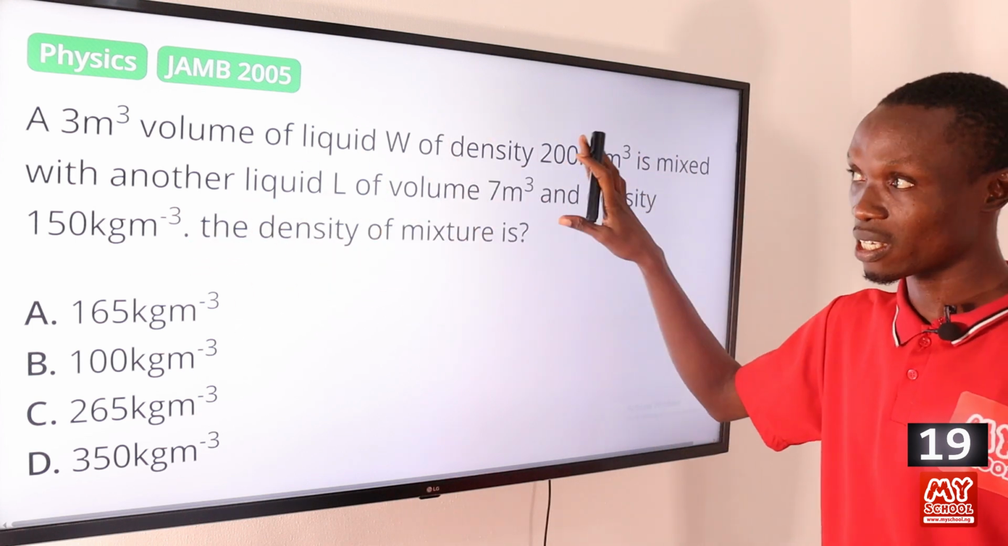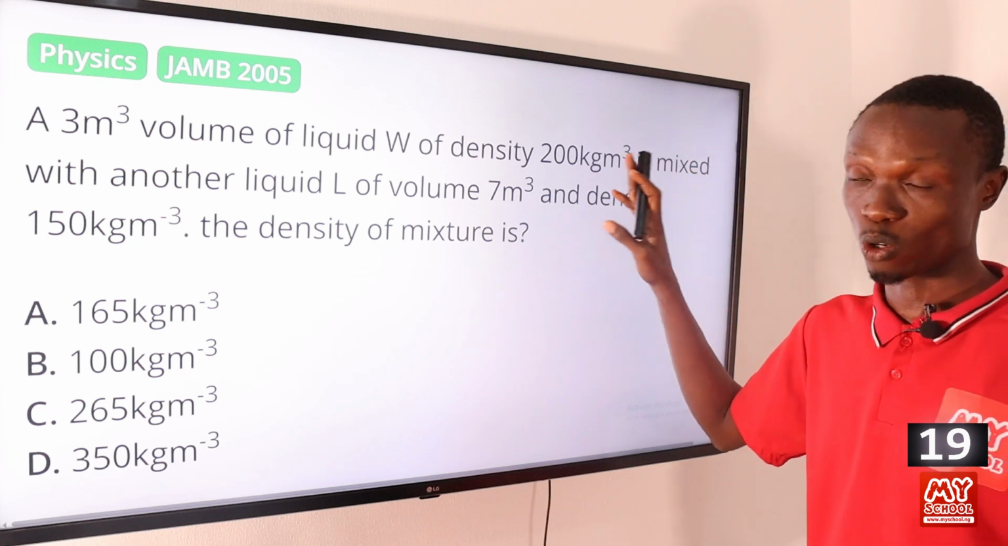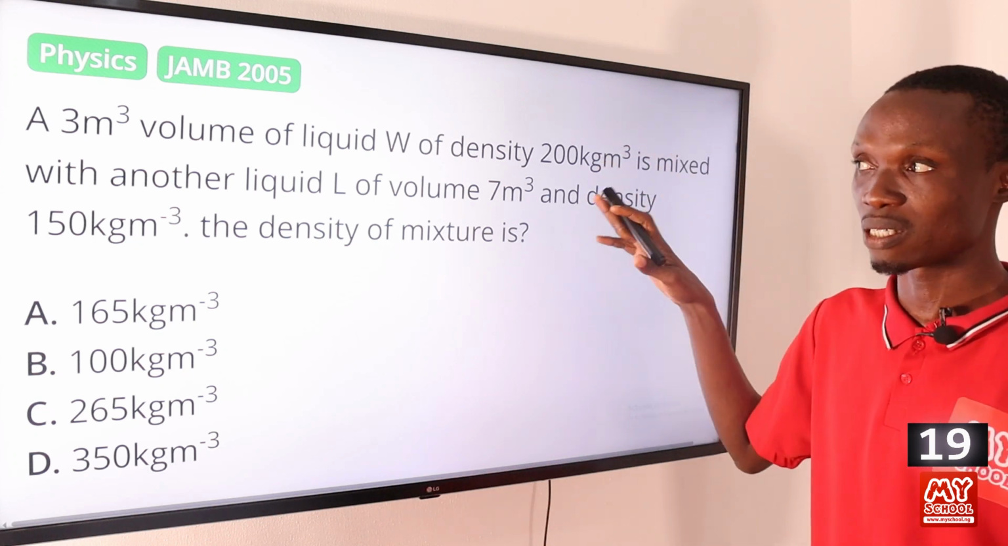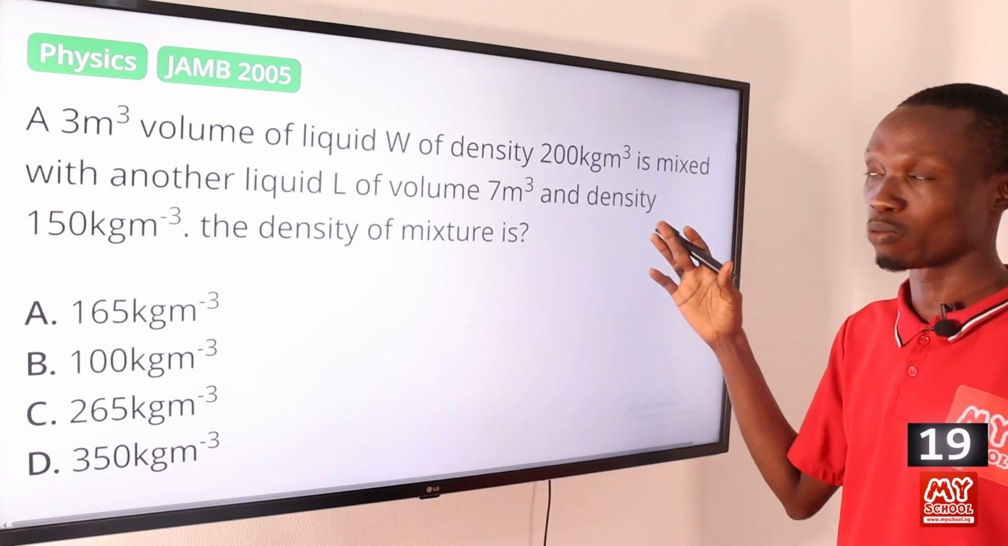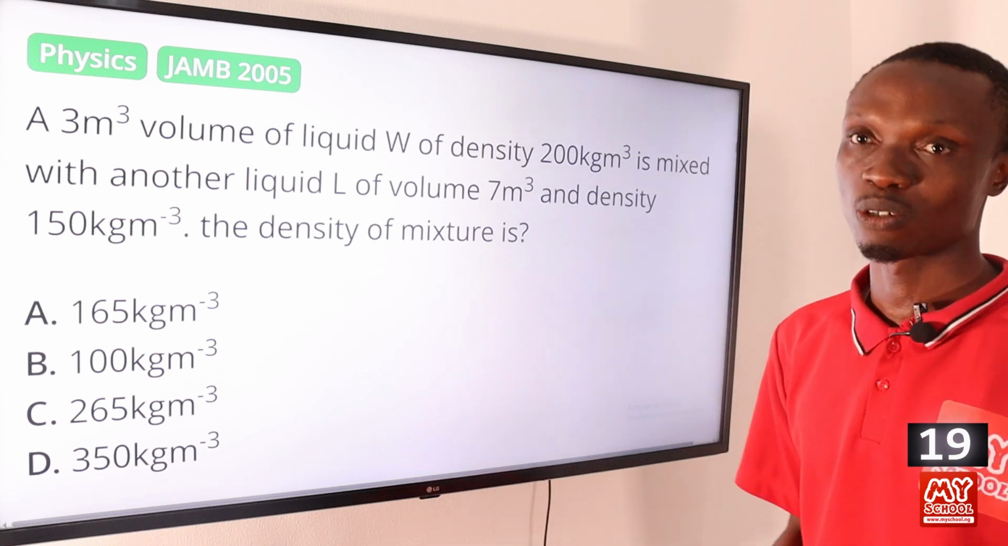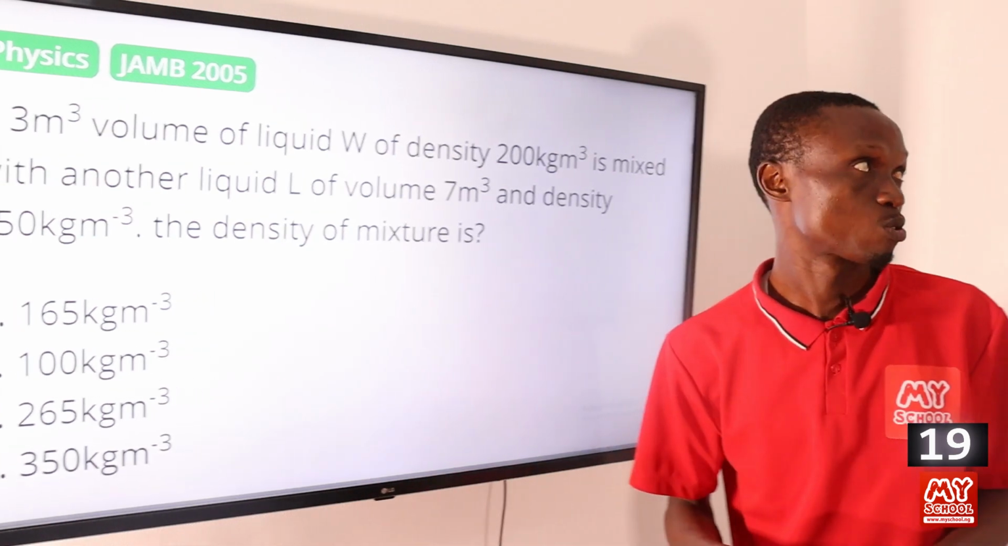Okay, in this case that is not true, and the reason is that density is not a linear quantity. Density depends on mass and volume, so if we do it that way, our answer will be wrong. So let's move over to the board to provide the answer to this question.